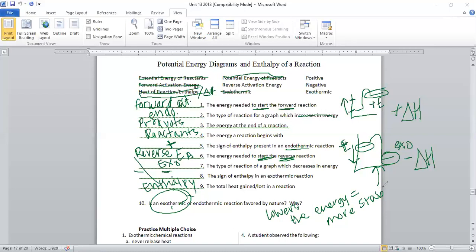Okay, so let's just stop there, and then tomorrow we'll do the multiple choice and finish the packet with entropy, which is on the last page. Yeah, I think we'll probably end up finishing it.